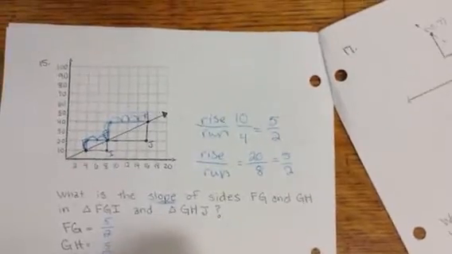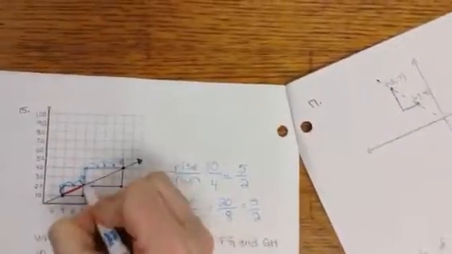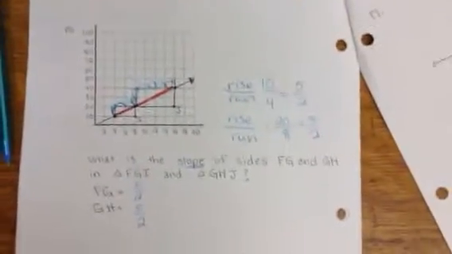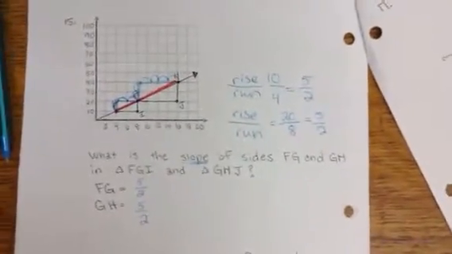So these segments right here from F to G and G to H have the same slope because they are on the same line. It does not matter which 2 points that I use to get the slope. They reduce to the same answer.